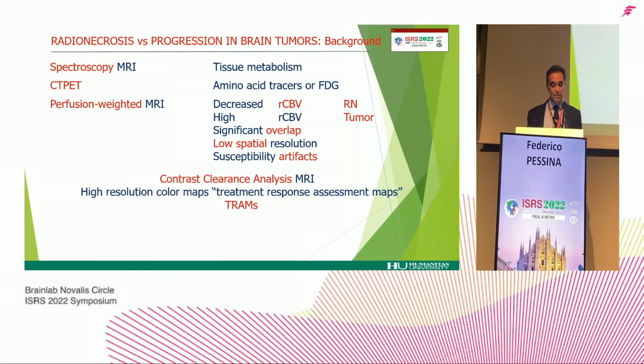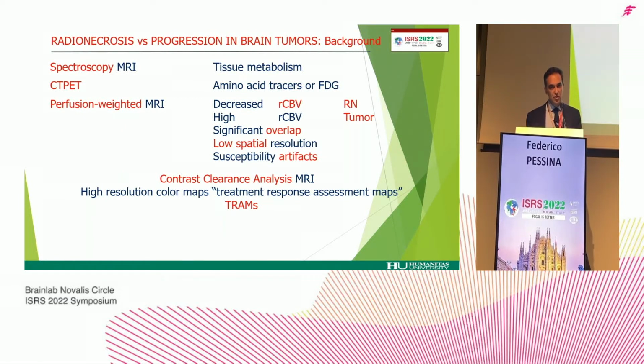After that, probably with some validation, there are the perfusion sequences of MRI, with the capability, according to the decrease or increase of the relative cerebral blood volume in the enhancing areas, to distinguish between radiation necrosis and tumor, but with some limits, for example, the significant overlap, a low spatial resolution, and the susceptibility to artifacts.